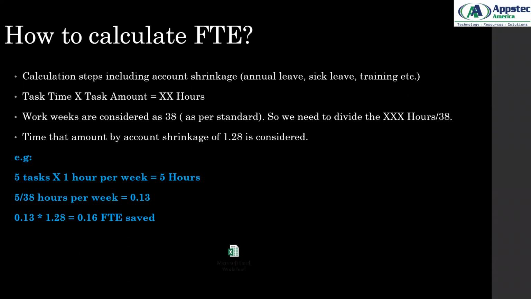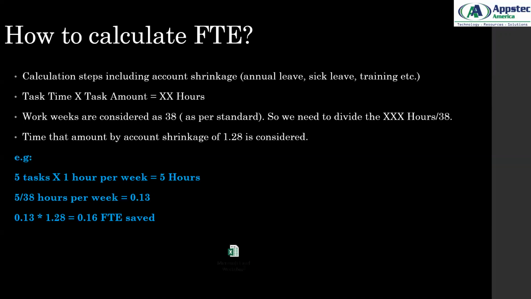I've already uploaded an Excel file, which is already a ready-made file, in the Dropbox folder. You can always use that file. If your company changes the parameters, you have to change the values and then calculate it. So we see how we calculate FTE. The task time into the number of hours that you invest per week, that gets divided. So task time into task amount, we get the total hours. Then work weeks are considered to be 38 per month, 38 as per the standard. But if it is deviating, you can change it.